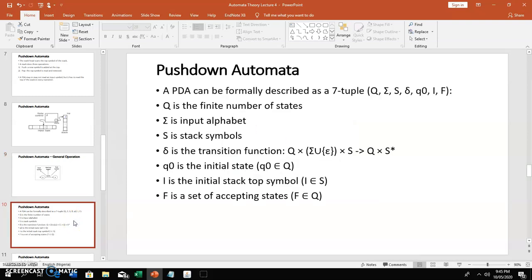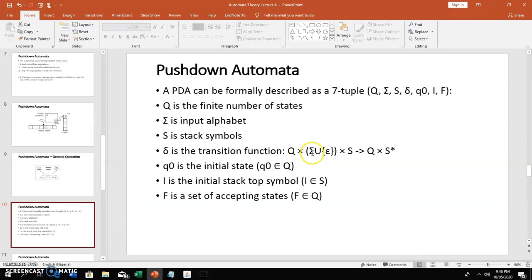Now, what is the formal description of a pushdown automaton? A pushdown automaton has 7 tuples. We have Q, which is the finite number of states. We have the input alphabets. We have the stack symbols. We have the transition function, so that once you have Q, which is the state, you can read an alphabet from the input tape.